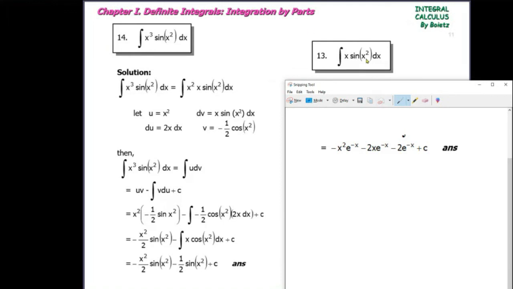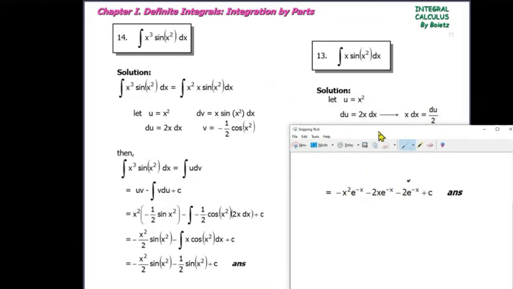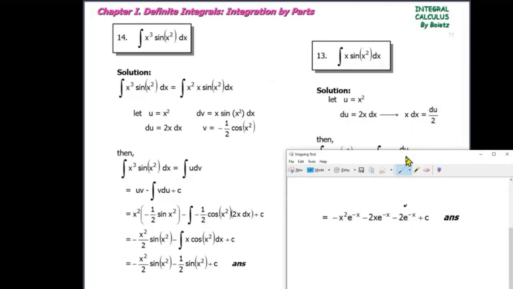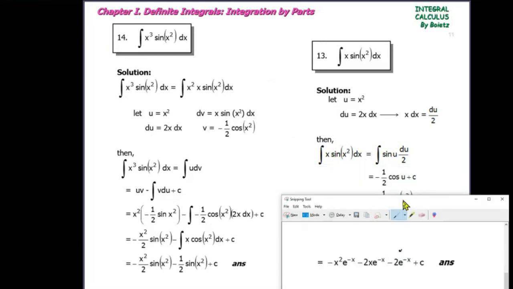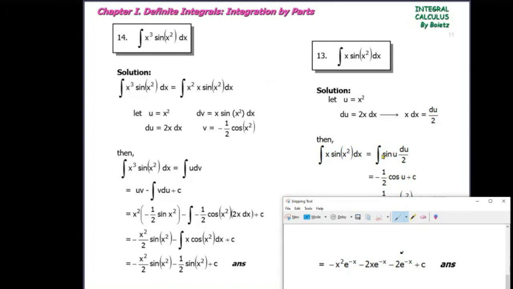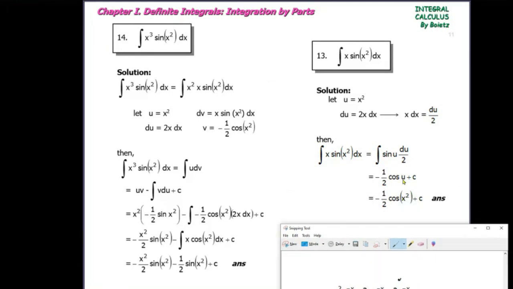Kasi if you will use u is equal to x squared, your du is equal to 2x dx. Now, may x dx doon. Kaya i-divide mo lang ito sa 2, your x dx is equal to du over 2. Kaya pag sinubstitute mo, the integral na lang ng sine u, then x dx is du over 2, or 1/2, the integral ng sine is negative cosine u, then plus c. Kaya negative 1/2 cosine u plus c. Then what is u? X squared.